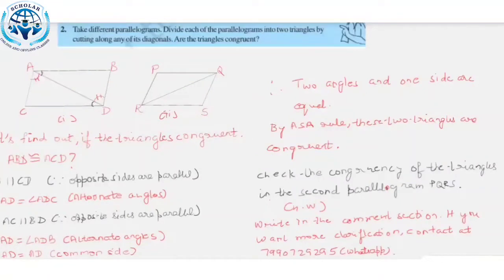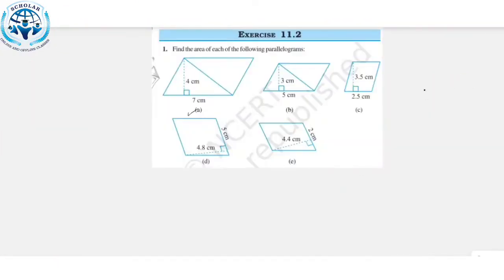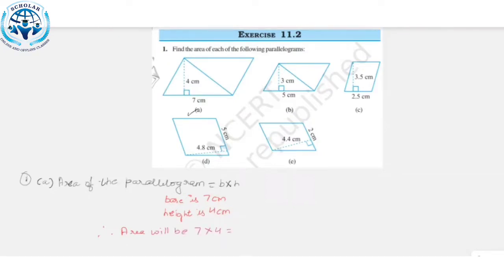Now we will move to the exercise 11.2, first question. Find the area of each of the following parallelograms. In the first one, the base and height are given. We will put both these in the formula and find out the area of the parallelogram. Base is 7 cm, height is 4 cm. Area of the parallelogram is base into height, 7 into 4 is equal to 28 cm square.